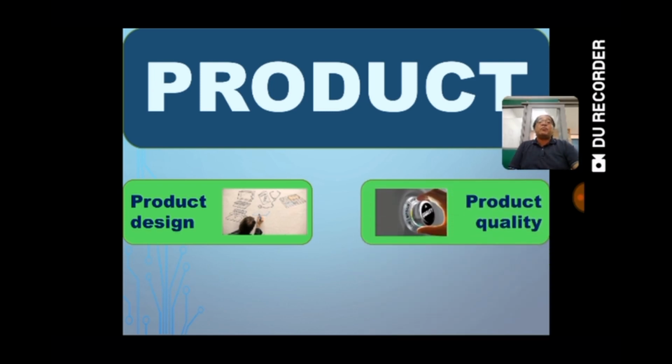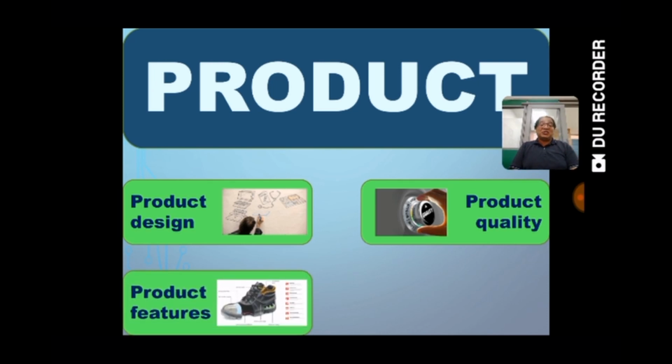The second one is the product quality. Quality has to be consistent with other elements of the marketing mix. A premium price strategy has to reflect the quality offered in a product. Another one is the product features. What features will you add that may increase the benefits offered to your target market?